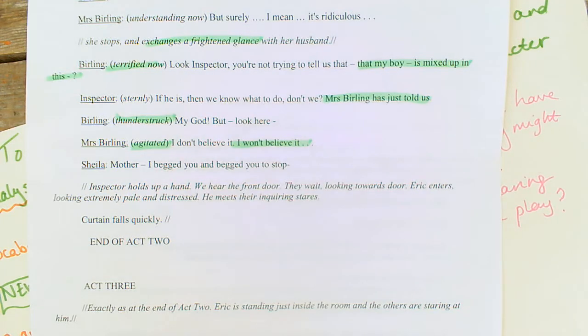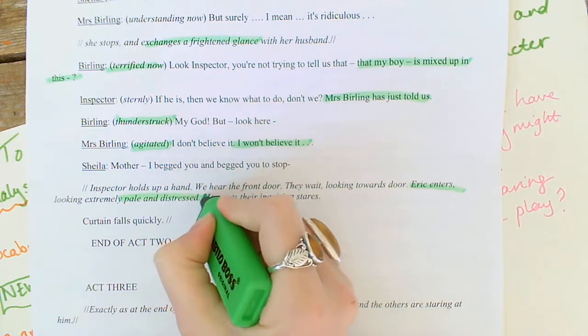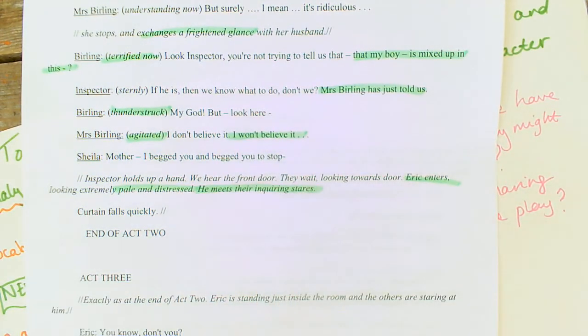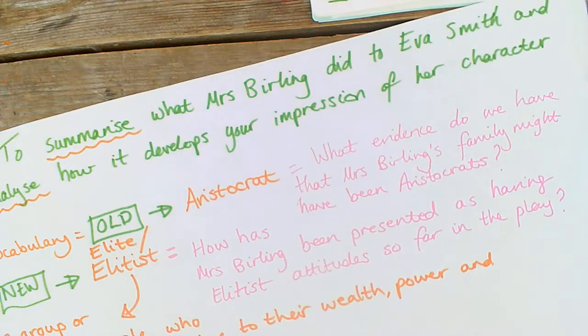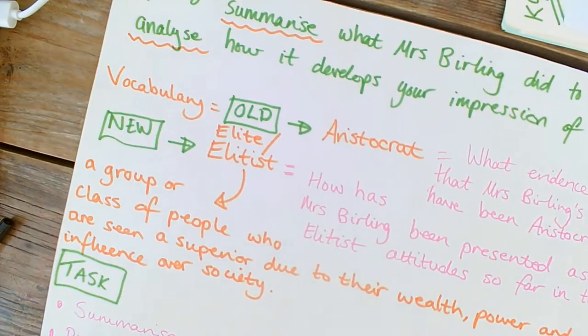We hear the front door. They wait looking towards the door. Eric enters looking extremely pale and distressed, and he meets their inquiring stares. The curtain closes. End of Act 2. Oh dear. Poor Eric, his mother's just completely stitched him up without realising it.